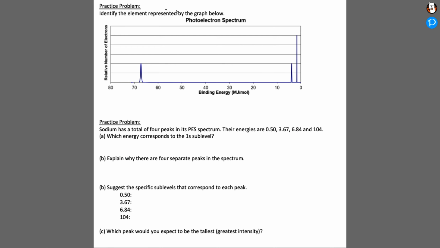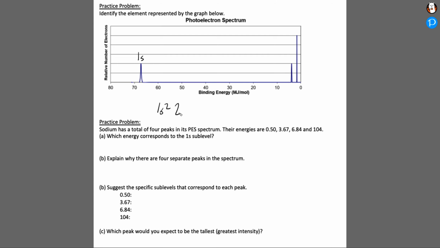Let's go to the second page here. So here's another photoelectron PES readout. And this one again is saying identify the element represented here. So what we would do is, I've got my 1s2. Let's write it out down here actually. So 1s, this goes up 2.